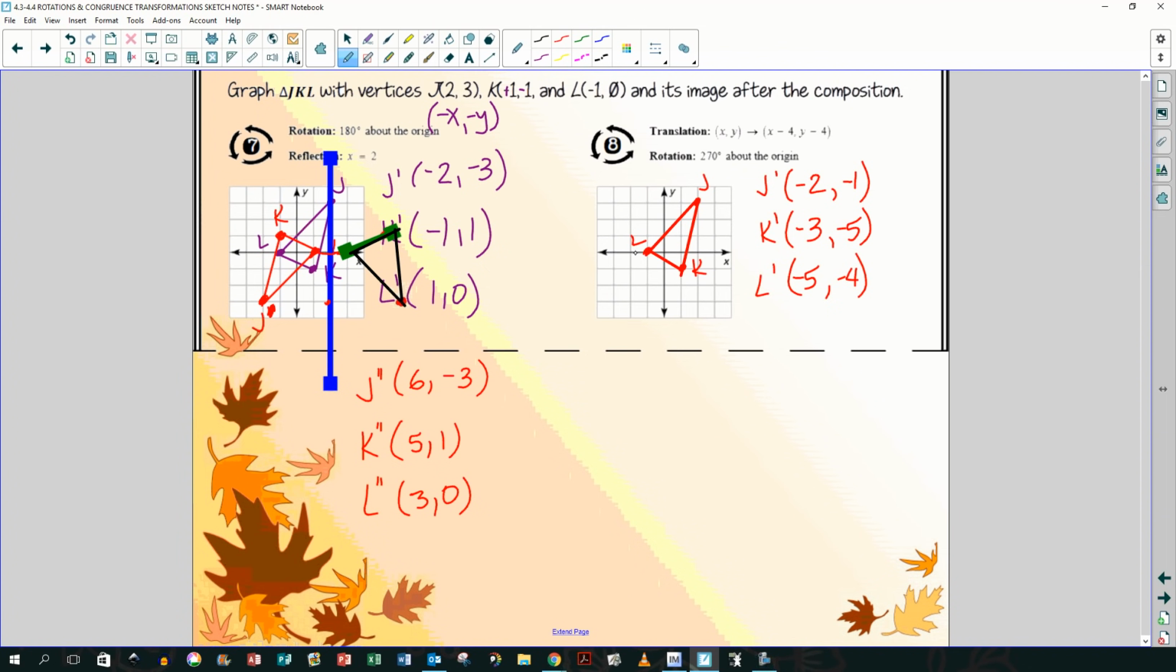So -2, -1, so there's J prime. -3, 1, 2, 3, 1, 2, 3, 4, 5. So there's K prime. And then -5, -4. So 1, 2, 3, 4, 5, -4. So there's L prime. All right.